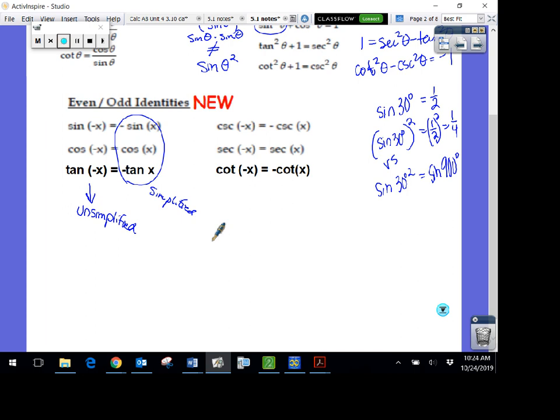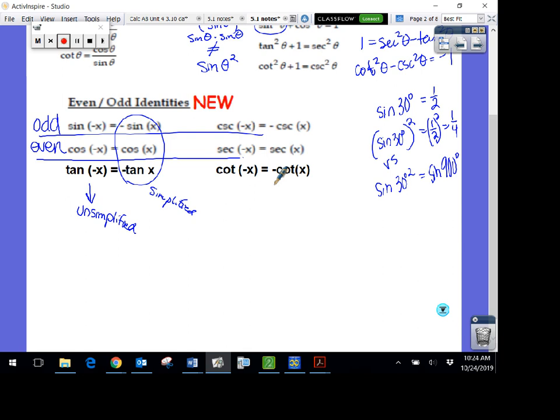And as far as which ones are even, which ones are odd, right here, my original whole function was positive. When I put in a negative, I got a negative. That makes this odd. So that goes for cosecant also, because it's the same. Cosine, if I put in a negative angle, I have a positive function. So that's called an even function.